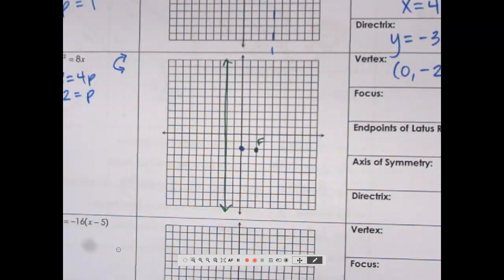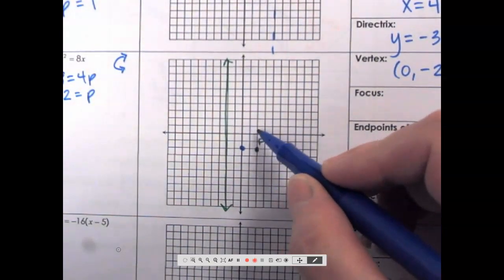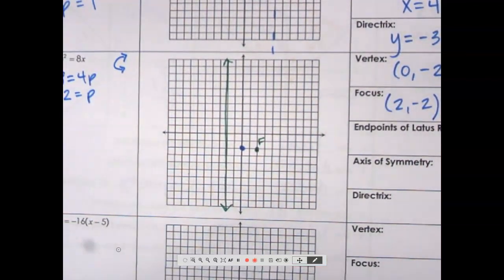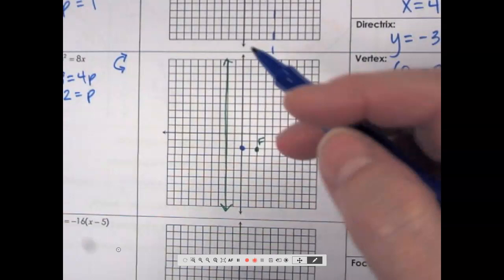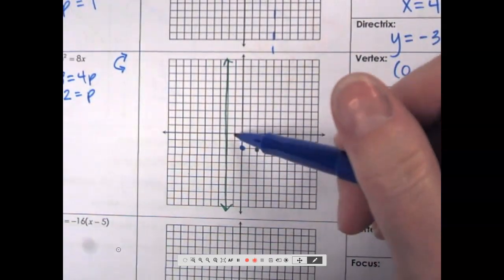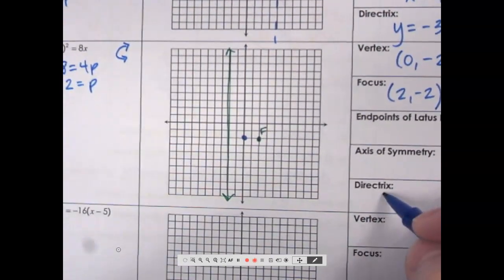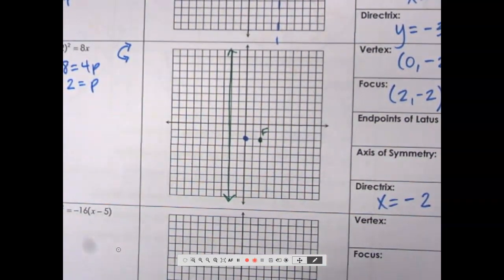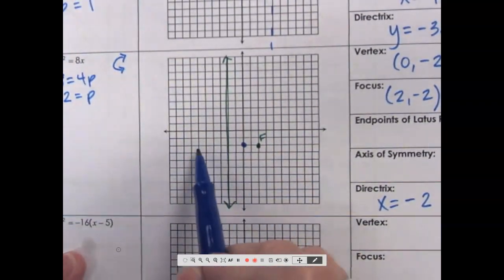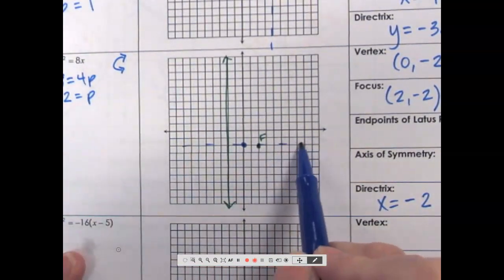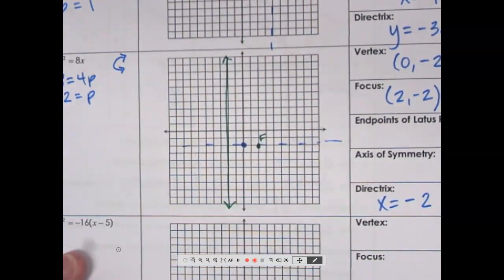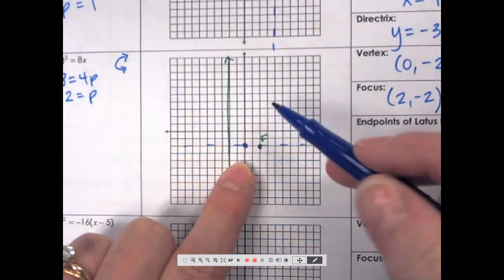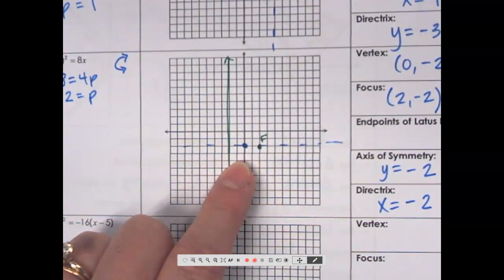What is the ordered pair of the focus there? It looks like it's 2, negative 2. The directrix is this green line that I graphed. It's vertical, so the equation is x equals, but what does x equal there? Negative 2. The axis of symmetry cuts straight through the focus and the vertex, perpendicular to the directrix. So that line is horizontal. It's y equals negative 2 also.